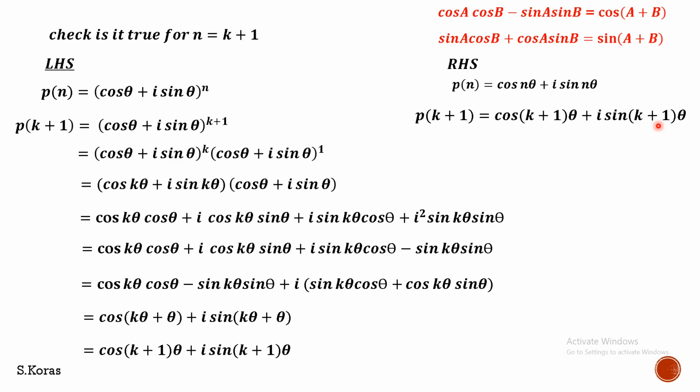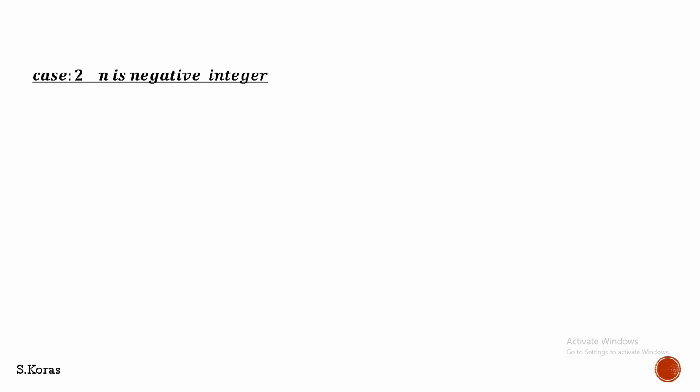Hence, according to the mathematical induction method, we have proved (cos theta plus i sin theta) the whole power n is equal to cos n theta plus i sin n theta for positive integers. Now, as we have proved it is true for positive integers, we have to proceed for negative integers. Already we have proved it for a positive integer.